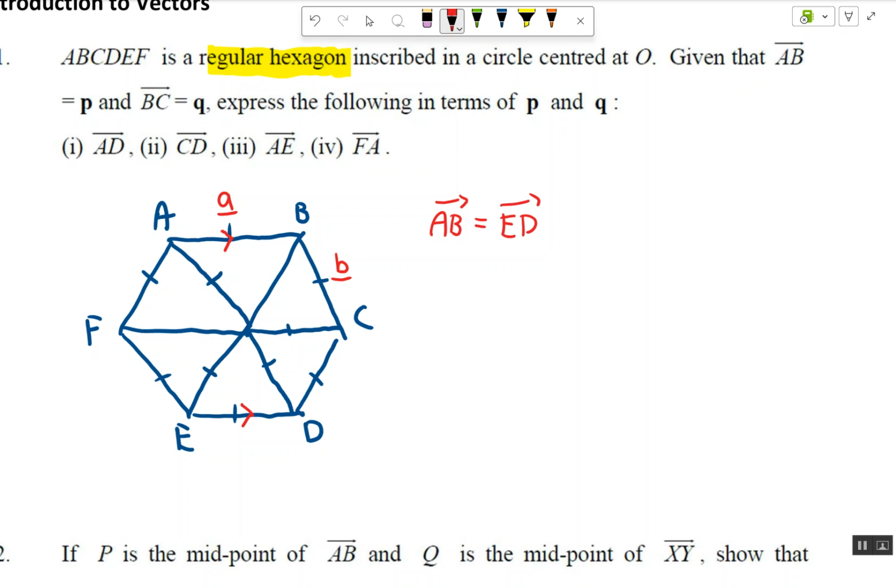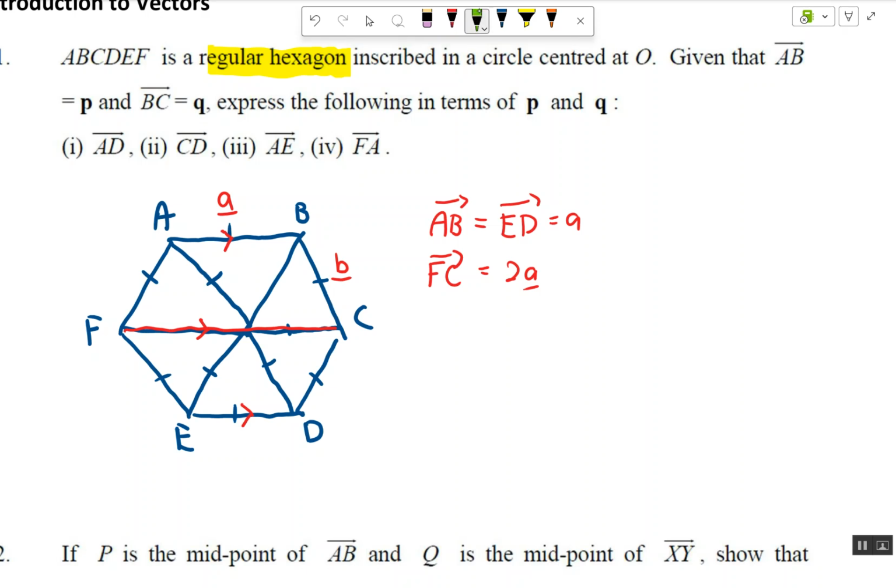If you look at FC, FC is over here. What can you say about FC? FC would be 2a. All these are a, and FC is 2 times a because the length is 2 times AB. Why? Again, a hexagon is made of equilateral triangles, so all the sides are the same.